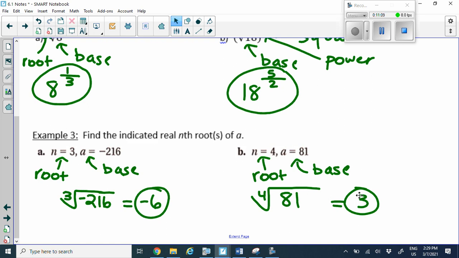Okay, make sure you guys watch part 2 of the 6.1 notes. We're going to be talking about how to evaluate expressions with and without a calculator.